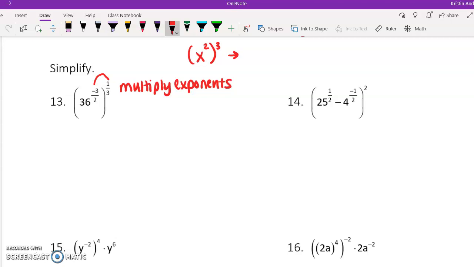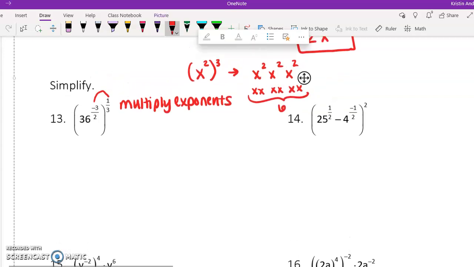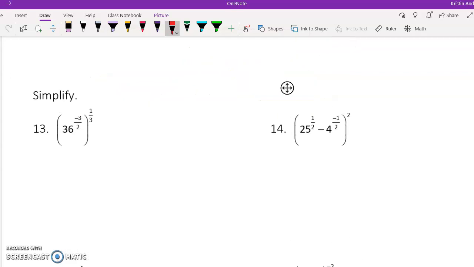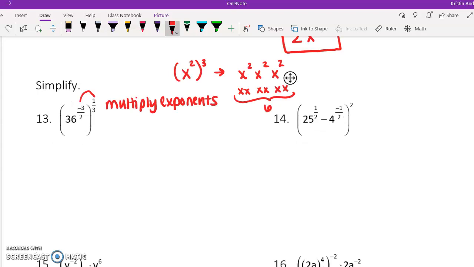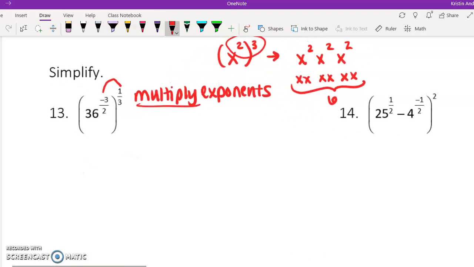When you have x squared cubed, that means you write out x squared 3 times. And then each of the x squareds is like 2. So you can see that we have 6 of them, which means I take these exponents right here. Oh no, what just happened? There we go. We just take these exponents here and you multiply them. So that's what I'm going to do on number 13.